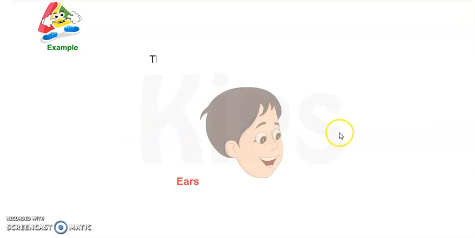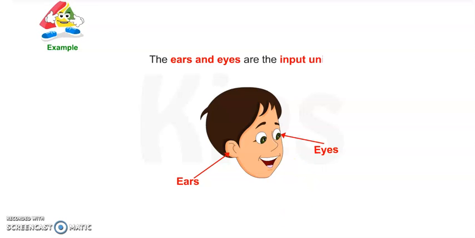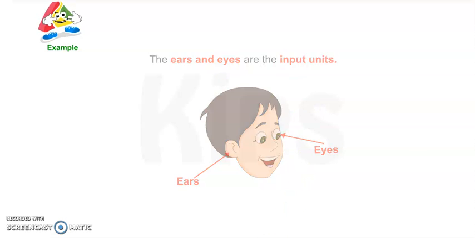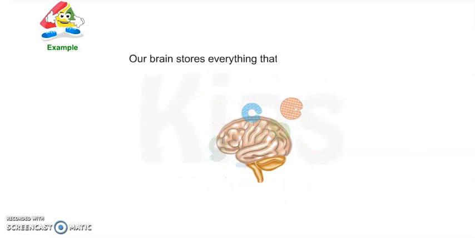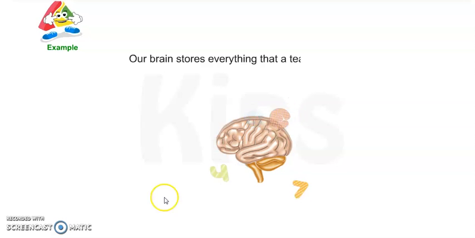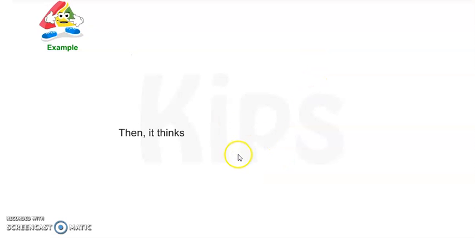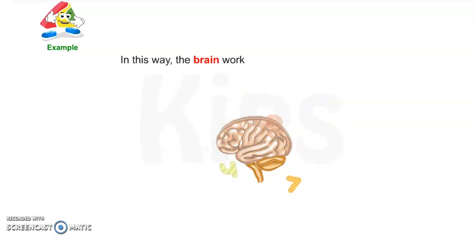When a teacher asks us a question, we hear with our ears and see with our eyes. You can see in the diagram, ears and eyes are the input units. Okay, we hear the sound with our ears and we can see whatever the teacher is writing on the blackboard or whatever pictures she is showing with our eyes. And our brain stores everything that a teacher says. Then it thinks of an answer and orders us to speak. Okay, our brain is like a processor.